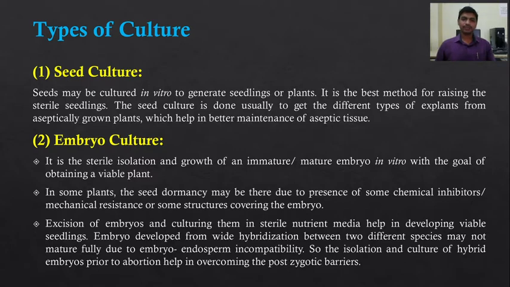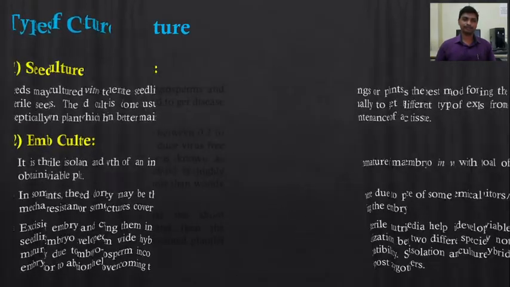So to get the whole plant in such a condition, the isolation and the culture of this hybrid embryo is useful by using the embryo culture. So embryo culture is done with the goal of obtaining a viable plant. Embryo culture is done in case of seed dormancy or in case of interspecific hybridization where the mature embryo is not able to germinate due to embryo endosperm incompatibility. So this is the embryo culture.